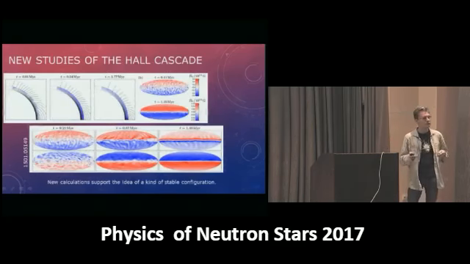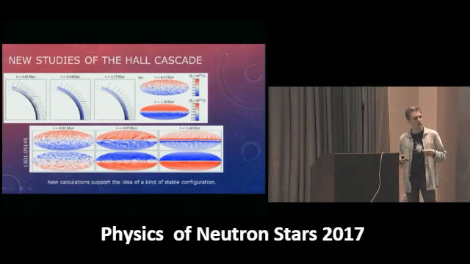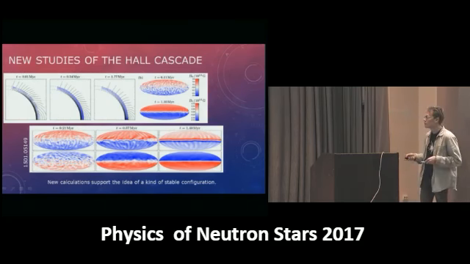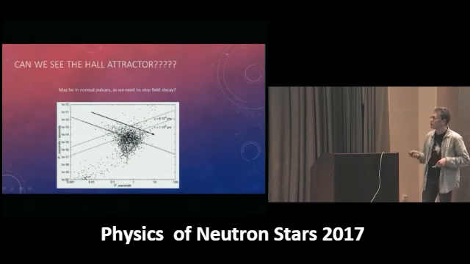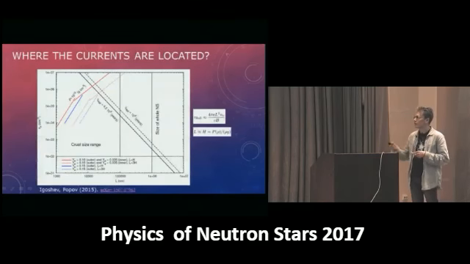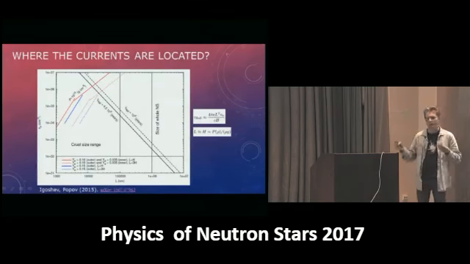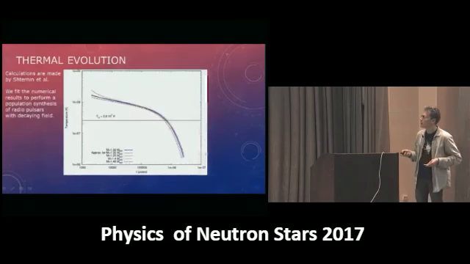It's important that there are independent studies of the magnetic field evolution, which confirm the idea of the Hall attractor. So that's another result by a different group of people. Do we see a Hall attractor in normal radio pulsars? We can play with parameters inside the neutron star. I don't have time to stop on it.